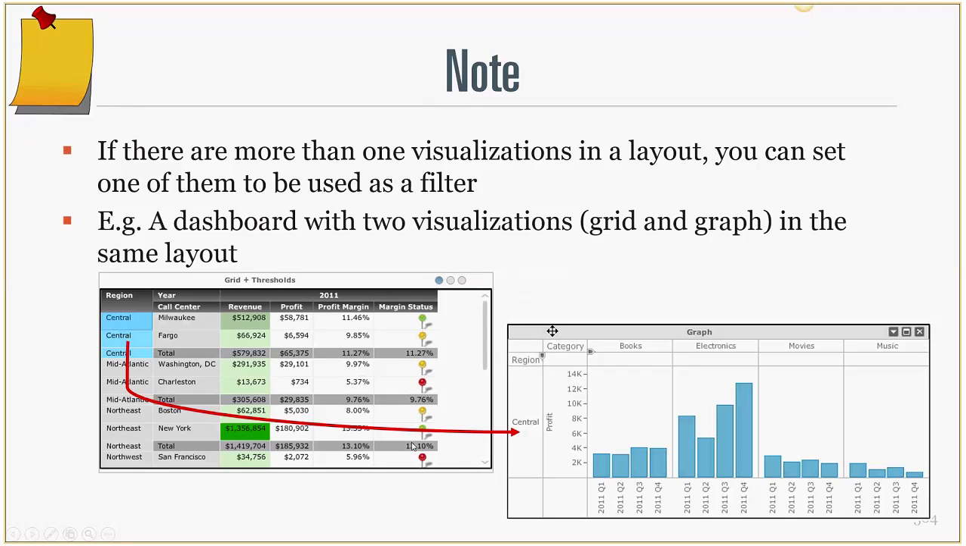Now, just a quick note, if there is more than one visualization in the layout, you can set one of them as a filter. So in this screenshot over here, the grid is used as a filter to the graph. That is, whatever is chosen in this grid should be filtered in the respective graph. So the minute I choose Central as the region, only the data related to that specific region gets displayed in the graph. We have a hands-on for this and I'm going to show it to you.